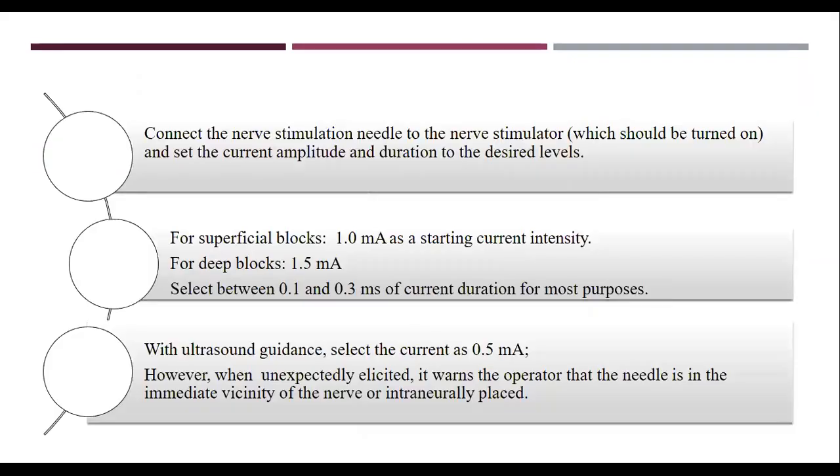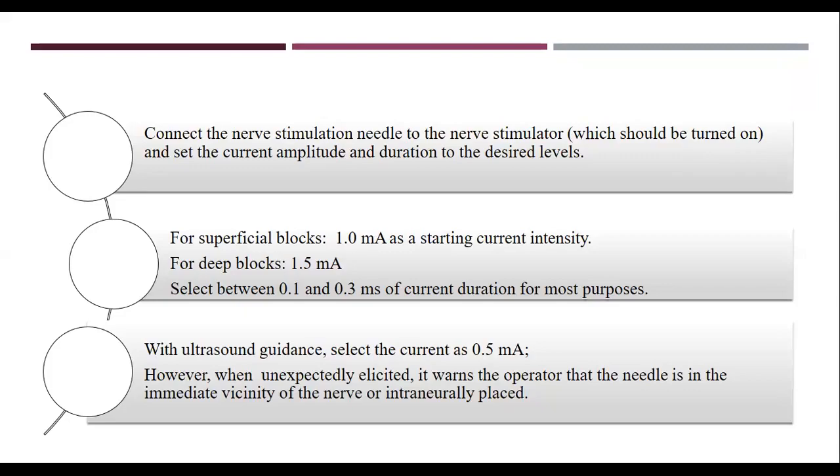So connect the nerve stimulation needle to the nerve stimulator, which should be turned on, and set the current amplitude and duration to the desired levels. For superficial blocks, use 1 milliampere as a starting current intensity, and for deeper blocks, you can keep 1.5 milliampere as a starting current. Select between 0.1 and 0.3 milliseconds of current duration for most purposes. Usually we use 0.1 millisecond if it is a motor nerve.